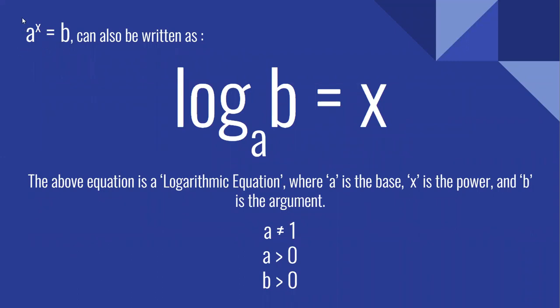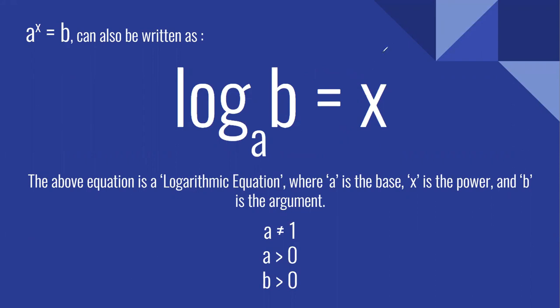So a raised to x is equal to b, which is an indicial equation, can also be written as log b to the base a is equal to x. This is now a logarithmic equation, and it is equivalent to the indicial equation which says a raised to x is equal to b. So basically, if you look at this equation, we come to know that a raised to x gives you b. So this is how a logarithmic equation is formed.